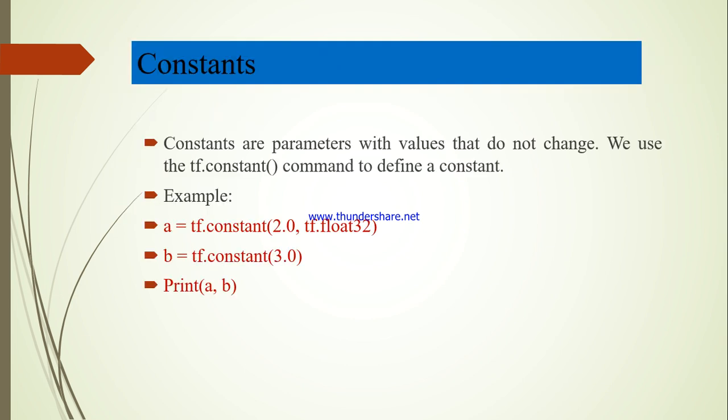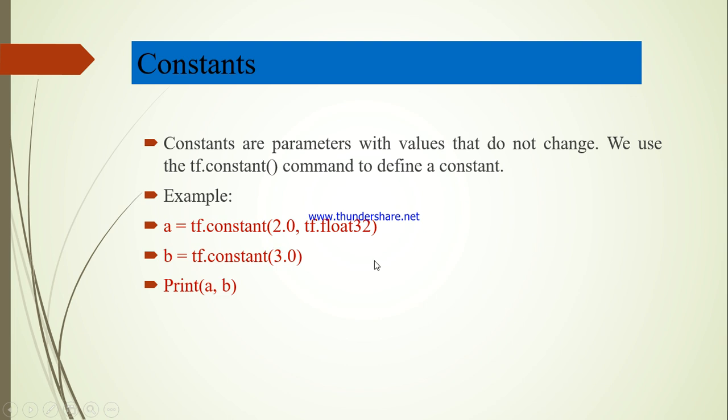The first one is the constants. Similar to the C programming language, we know these are parameters with values that never change. While implementing the program also, we can't change anything. Moreover, if you want to use a constant, you can use the syntax tf.constant, and you can define a constant, for example a = tf.constant(2.0, tf.float32), because in the previous session I explained some data types also. Similarly, we can type b = tf.constant(3.0), print(a, b). Once you give it like this, we can print the values of a and b here.